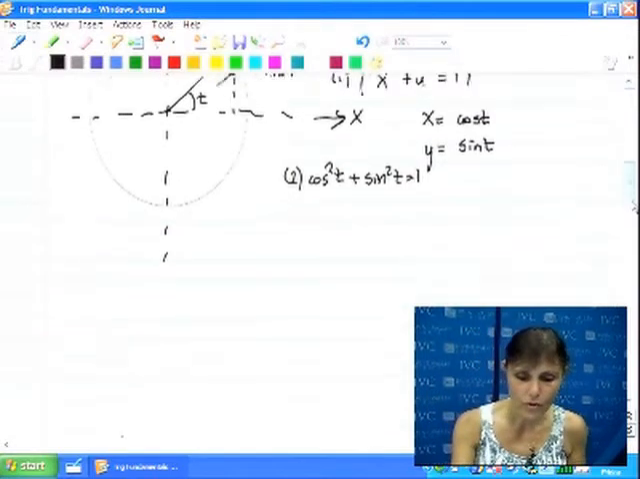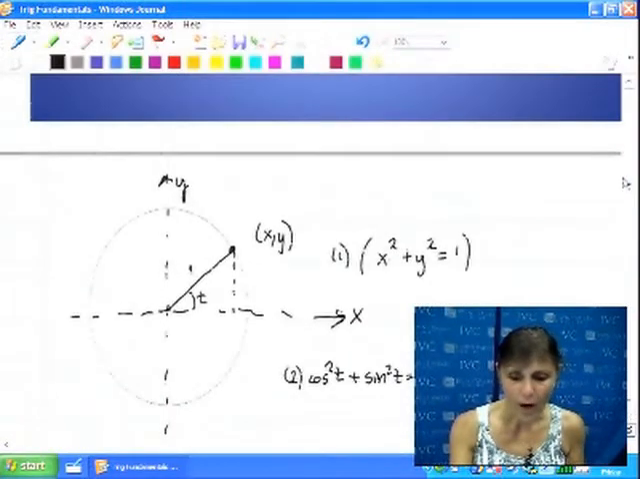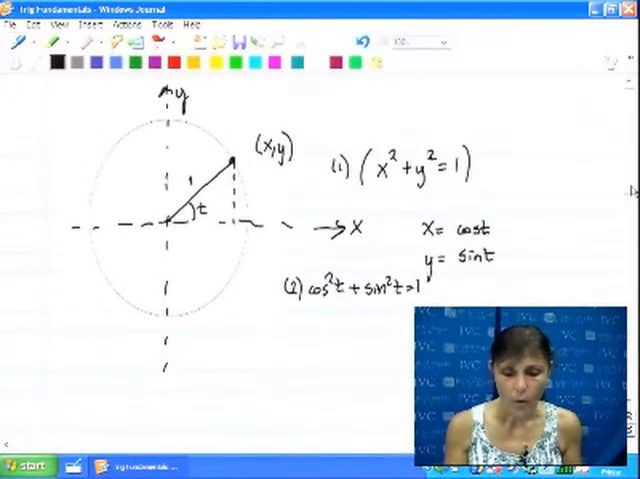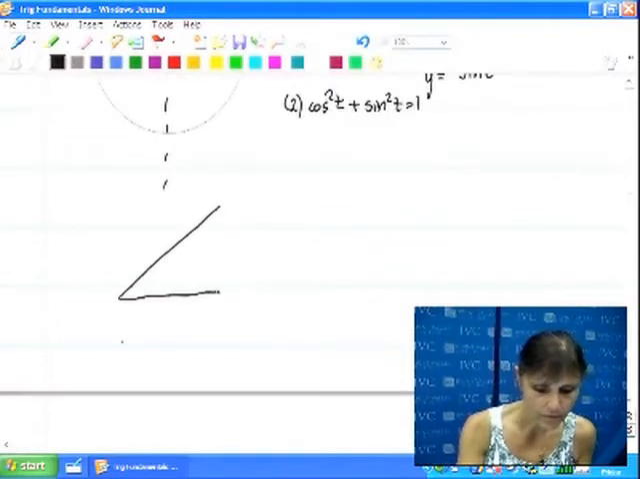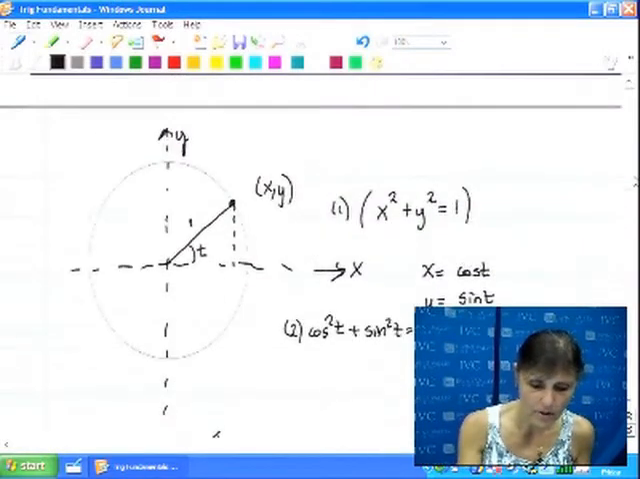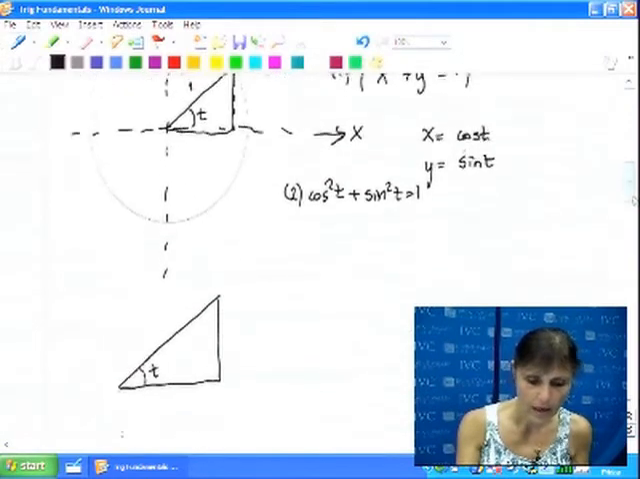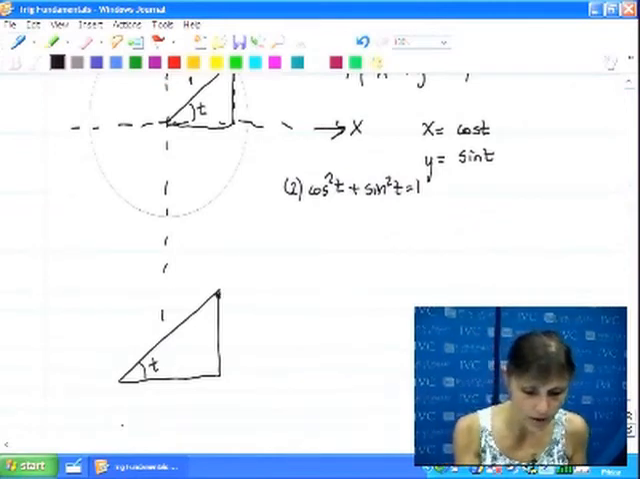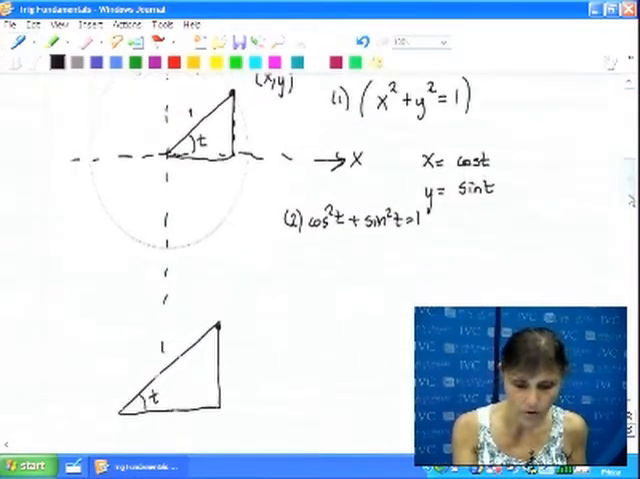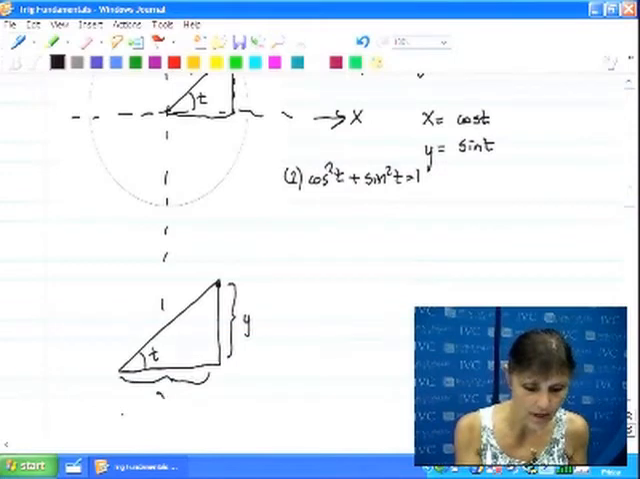Now, if you are doing the right angle approach, you're going to have a right angle. Think about it that you're just actually getting this right angle here. And I have t here, remember? And I have 1 here. And then let's look, and this one was x and y, remember, on the circle. So that means this distance is y, and this distance is x.